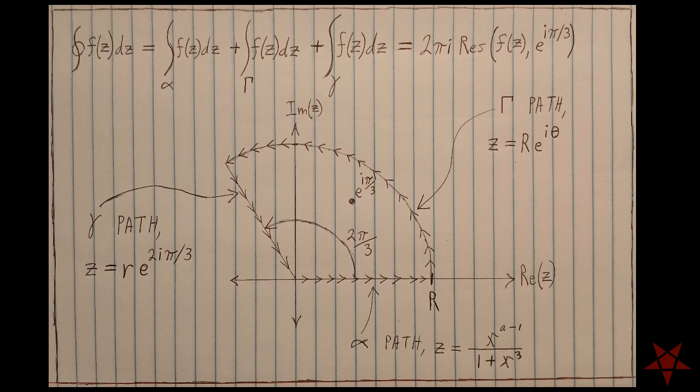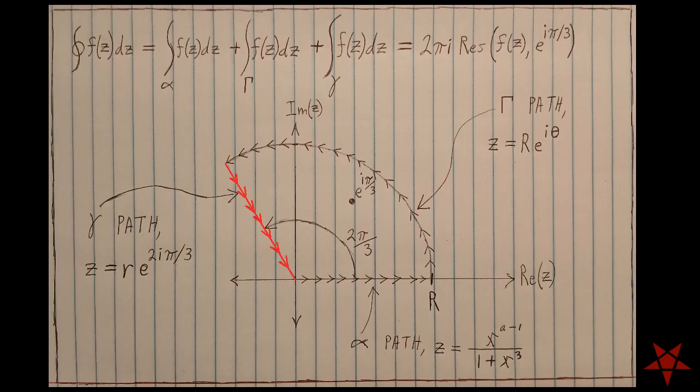The path of integration next moves onto an arc with a radius of capital R starting on the real axis and ending in the second quadrant at an angle of 2π/3, or 120 degrees. Along this path, z is equal to capital R times e^(iθ). We will refer to this curve as large or capital gamma.